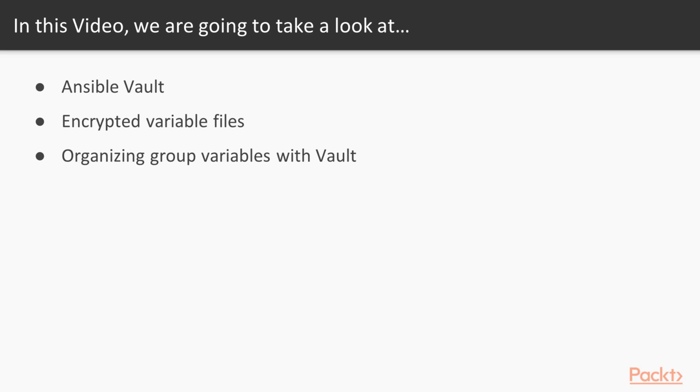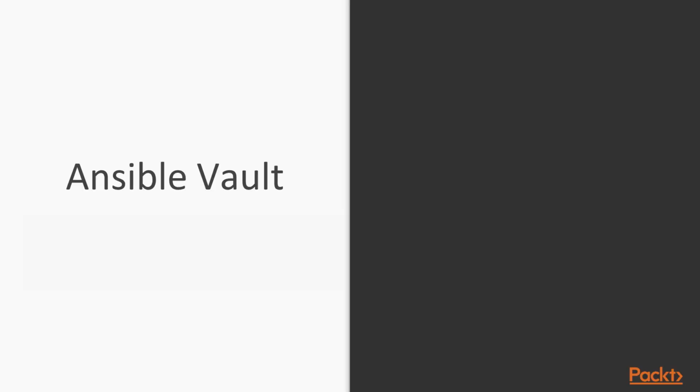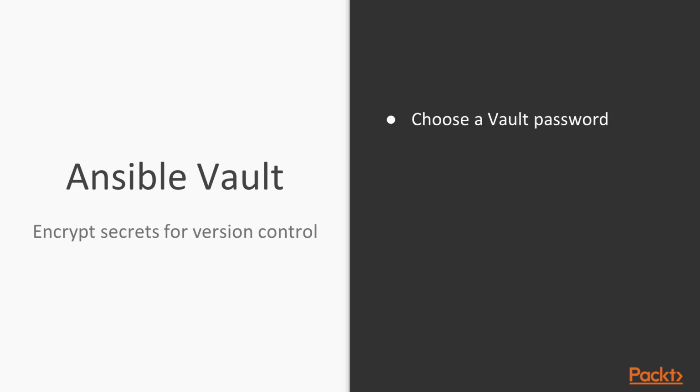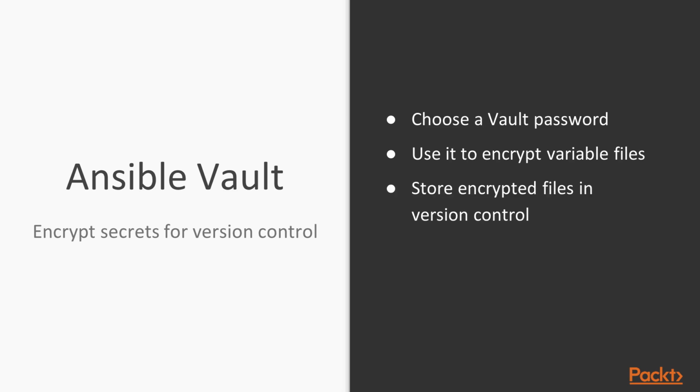To do that, we use Ansible Vault. Ansible Vault allows us to encrypt secrets so that we can safely check them into version control. We choose a Vault password. We use it to encrypt the files that Ansible will be using that contain those secrets. We can encrypt task files or templates, but usually we use it to encrypt variable files.